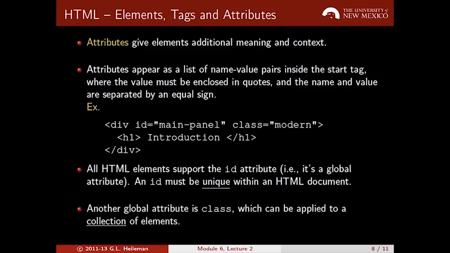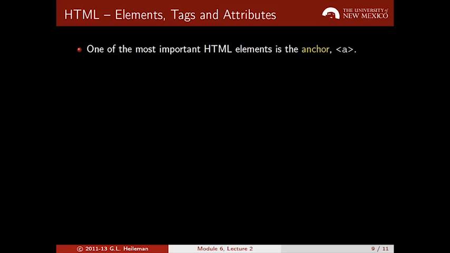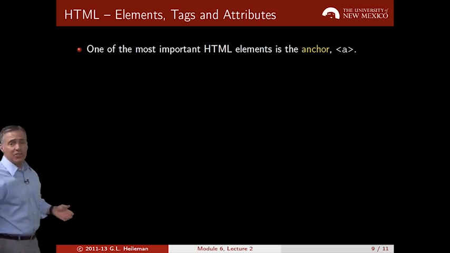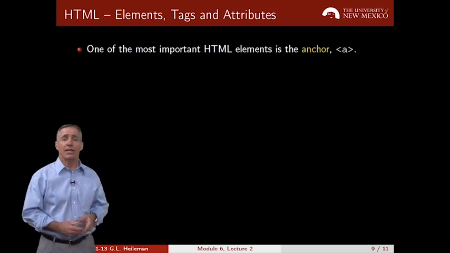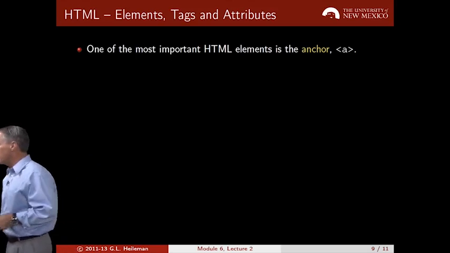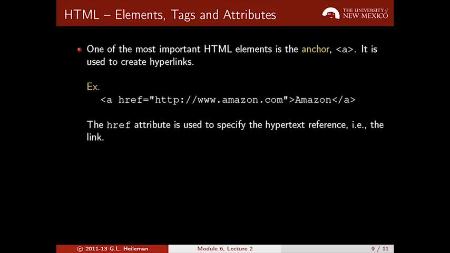So the class is typically, if you want to style a collection of elements, you use class. Again, we'll see more about this later. What you need to understand now is how to create an HTML element. Now, one of the most important HTML elements is the anchor. This is how you create a link. And so it's this A element that I'm showing you here. And here's an example of how you create a link.